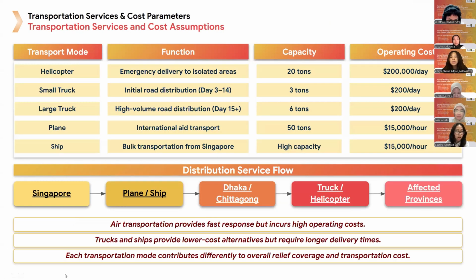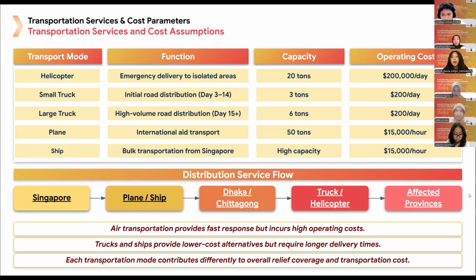Alright, for the next one is the transportation services and cost parameters, where each transport mode has a different function and cost. Helicopters provide fast emergency access but are the most expensive, where trucks are the most cost effective for road distributions, while planes and ships handle bulk international supply. This flow starts from Singapore and continues through Dhaka or Chittagong before reaching affected provinces.